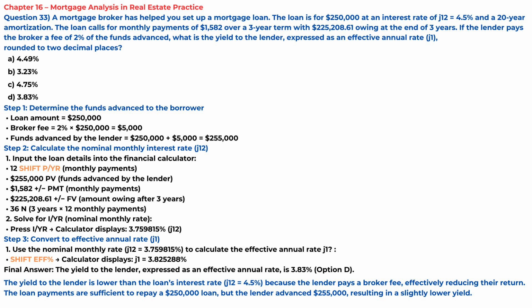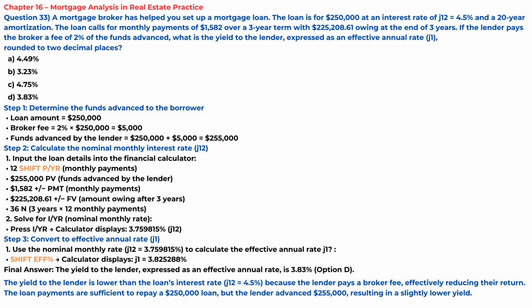Step 1. Determine the funds advanced to the borrower. Loan amount equals $250,000. Broker fee equals 2% times $250,000 equals $5,000. Funds advanced by the lender equals $250,000 plus $5,000 equals $255,000. Step 2. Calculate the nominal monthly interest rate, J12.